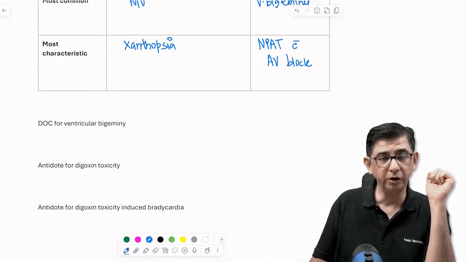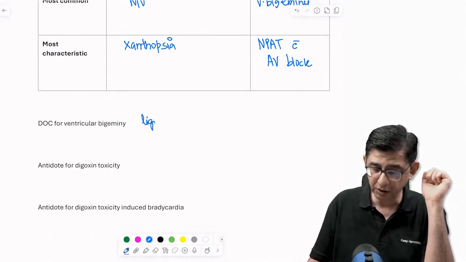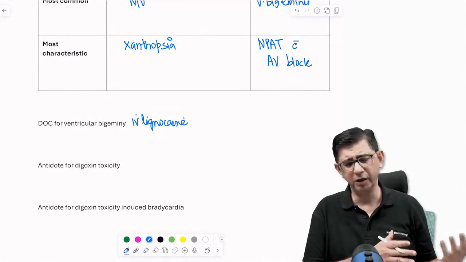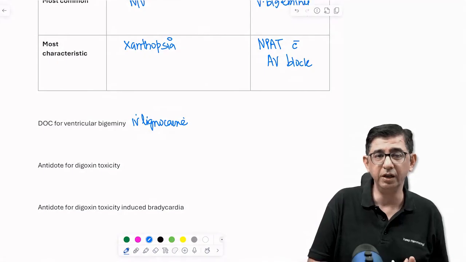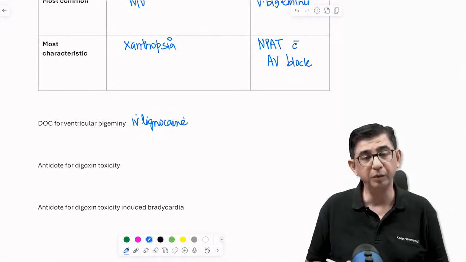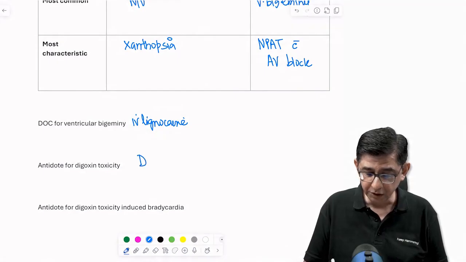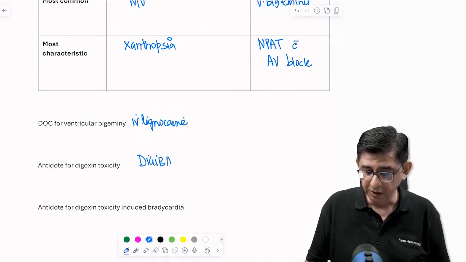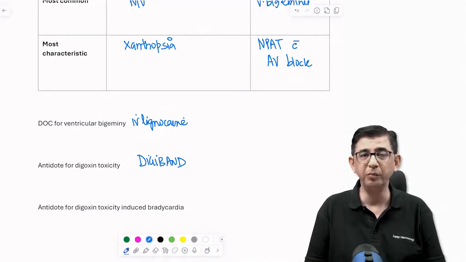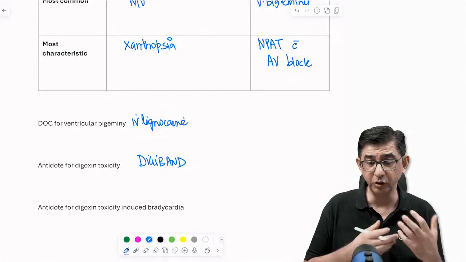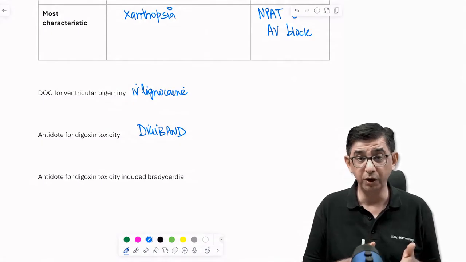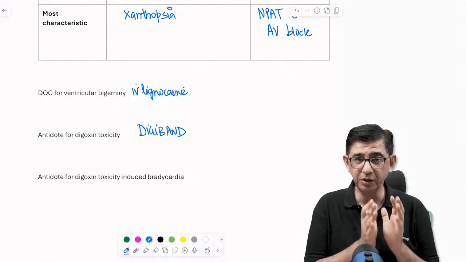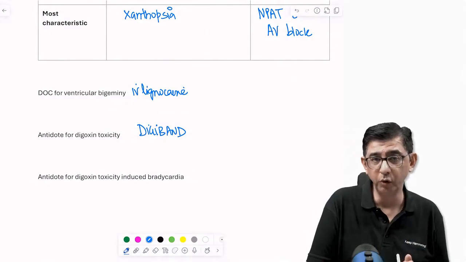Then if he asks, what is the drug of choice for ventricular bigeminy? You will answer lignocaine. This is the first time that I've talked about lignocaine. I did speak about it as a backup drug in management of PVT and ventricular fibrillation in ACLS, but this time it's coming straight on. The antidote for digoxin toxicity is obviously Digiband. These are special FAB antibodies that bind to digoxin, because digoxin toxicity cannot be treated by hemodialysis, because the drug is not in the blood, the drug is in the tissues. So you need specialized antibodies to bind to the drug which is bound to the tissues.